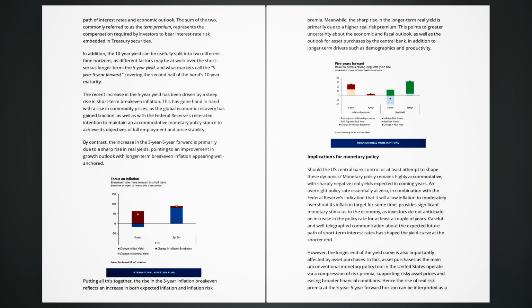Putting all this together, the rise in the 5-year inflation break-even reflects an increase in both expected inflation and inflation risk premia. Meanwhile, the sharp rise in the longer-term real yield is primarily due to a higher real risk premium. This points to greater uncertainty about the economic and fiscal outlook, as well as the outlook for asset purchases by the central bank, in addition to longer-term drivers such as demographics and productivity.